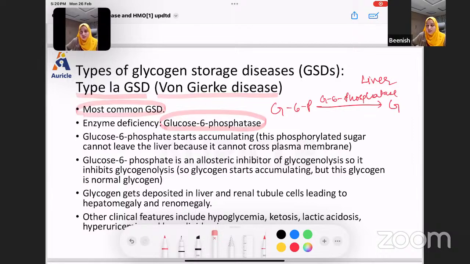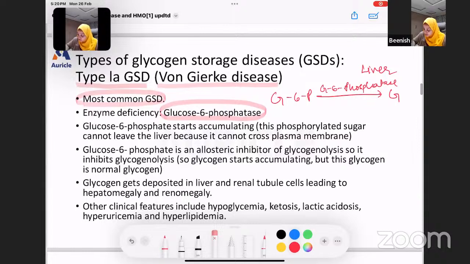We have already studied this in glycogenolysis. I hope you remember. Now this enzyme here is not working. So that means your glucose is not being formed and your glucose 6 phosphate is accumulating in the cell. So glucose 6 phosphate starts accumulating, and it is very obvious why.